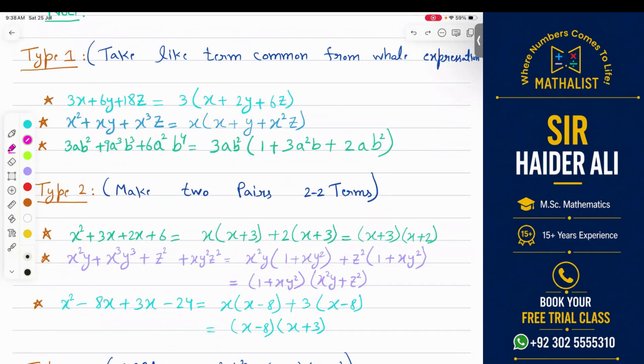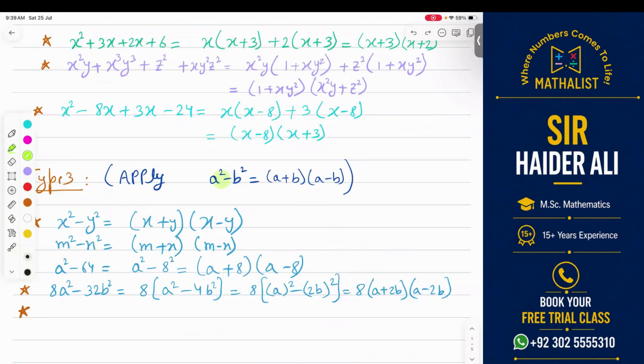In the examination hall, in the exams, the examiner never says this is a type 1 question, this is a type 2 question. You always judge yourself. I mean, see the question. If you can take common from the whole expression, it is type 1. If you want to make 2 pairs, it has 4 terms. It has 4 terms, and no term is common, no value is common from the whole expression. Then I try to take common from the first 2 and the last 2.